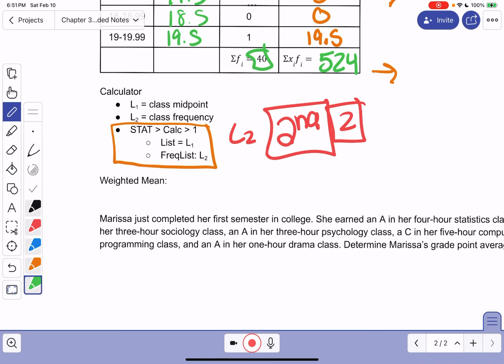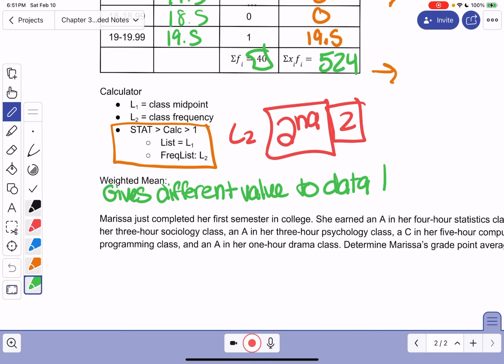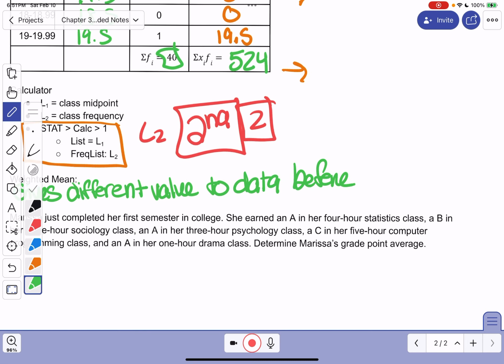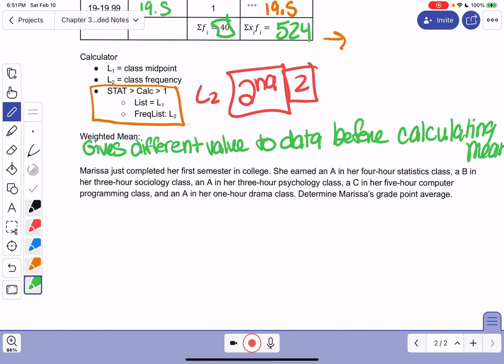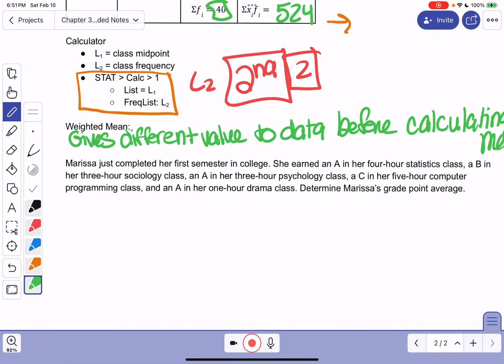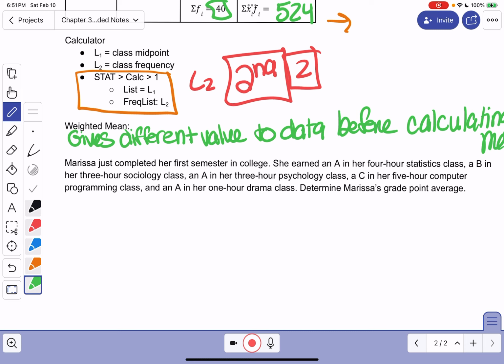So a weighted mean gives different values to certain categories, to different data points, before it finds the mean. One example of that is your grade, like GPA, calculating mean. In high school classes, different things are weighted differently, like honors classes, where you might get a little bump from a weight. In college, it's based on the number of hours or credits in a class. So you can use the weighted idea to figure that out.